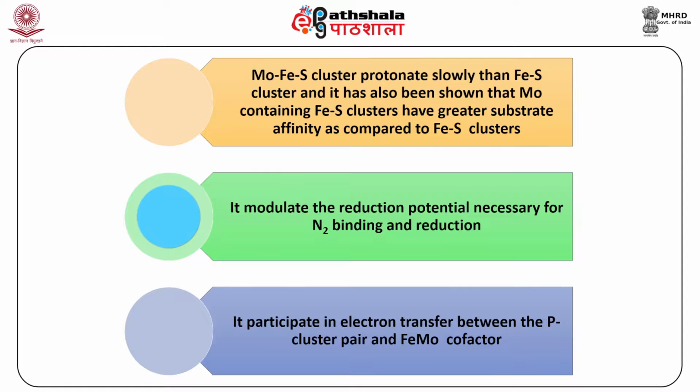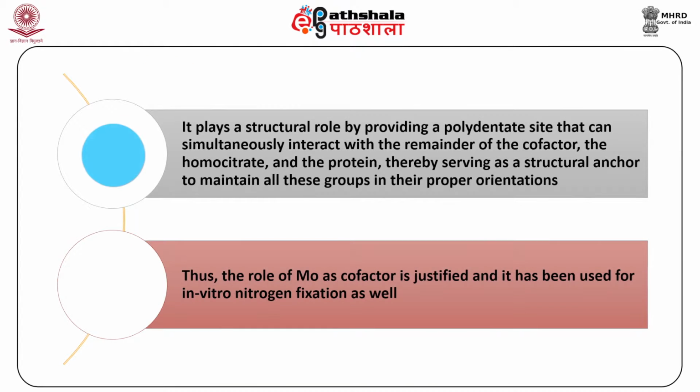It modulates the reduction potential necessary for nitrogen binding and reduction. It participates in electron transfer between the P cluster pair and iron molybdenum cofactor. It plays a structural role by providing a polydentate site that can simultaneously interact with the remainder of the cofactor, the homocitrate and the protein, thereby serving as a structural anchor to maintain all these groups in the proper orientations. Thus, the role of molybdenum as cofactor is justified and it has been used for in vitro nitrogen fixation as well.